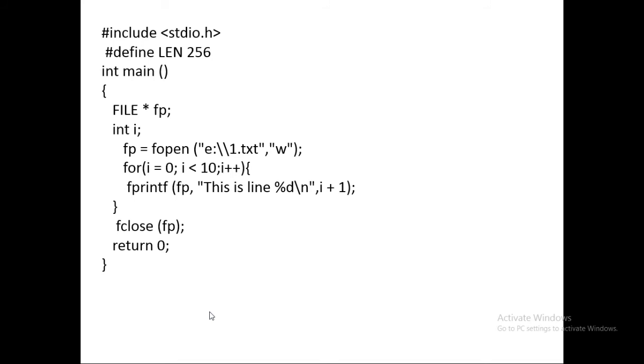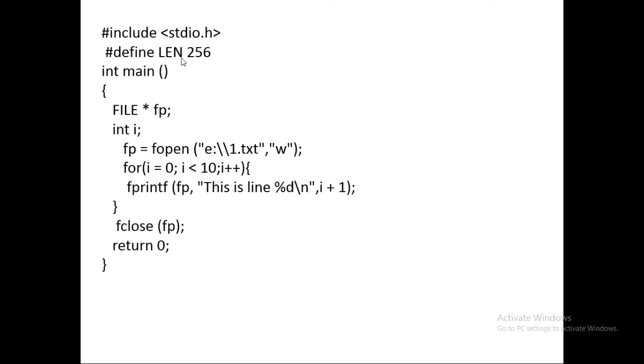Here, the file pointer is FILE *fp, int i. fp is equal to fopen, the same one, same mode, w mode. For i is equal to 0, i is less than 10, i plus plus, fprintf fp, "this is line %d". Here I have given this len, but there is no use of len here. Don't take the second line, define len 256. Don't include this, it is an error.